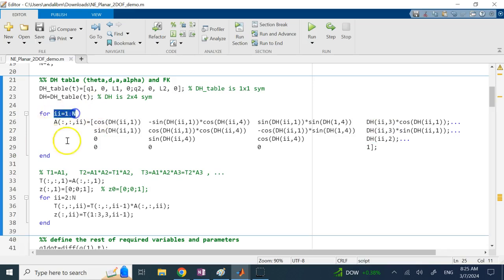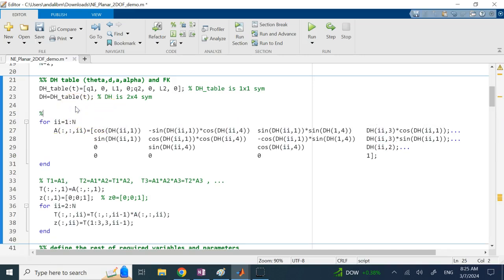I go from i equals 1 to n and I calculate all of the A's. I'm not giving them different names, so I'm not going to call them A1, A2, A3. I'm going to get all of them, but I'm going to put them in the third dimension of matrix A. So matrix A is like what? Matrix A is like A1, semicolon, A2, and going down if you have more degrees of freedom.